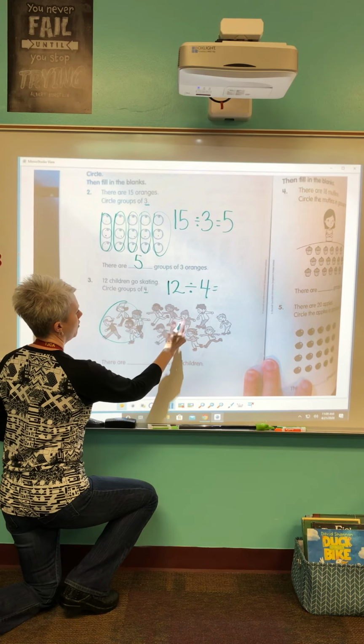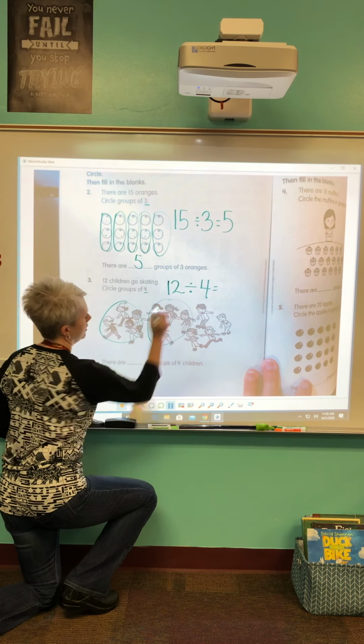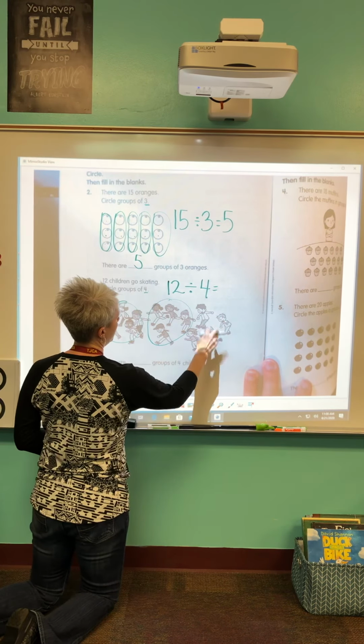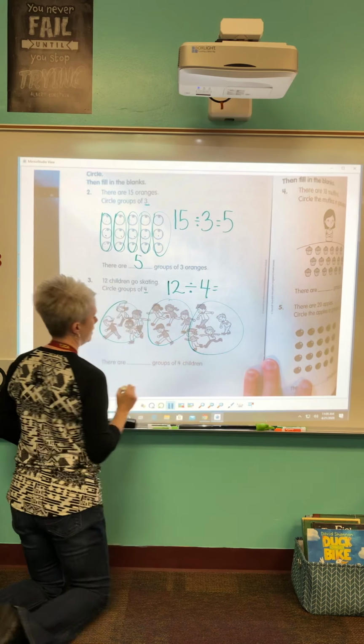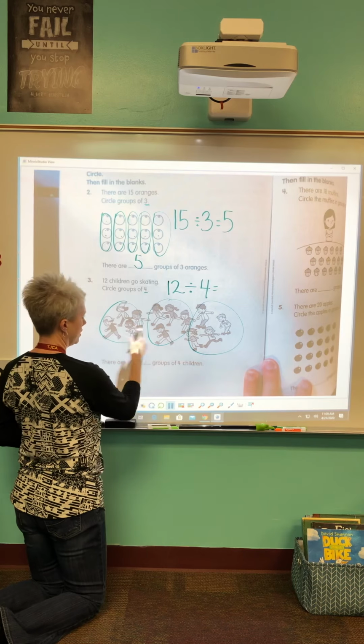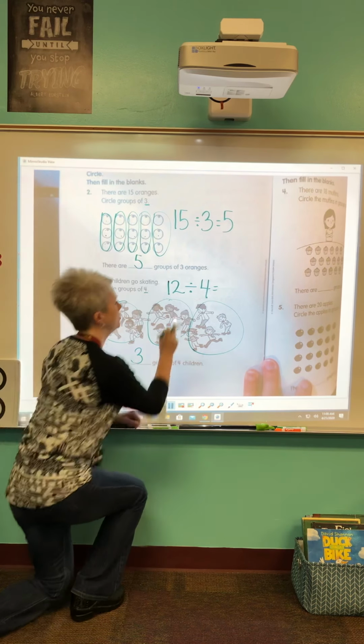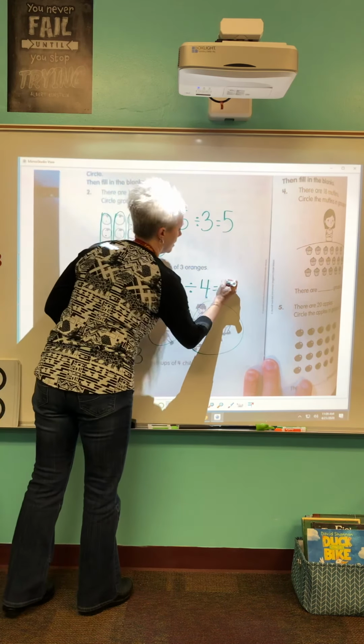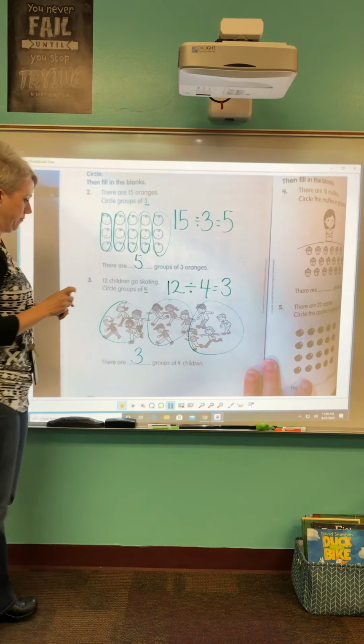1, 2, 3, 4. There's a group. 1, 2, 3, 4. There's a group. There are blank groups of 4 children. 1, 2, 3. 3 groups. 12 divided by 4 is 3.